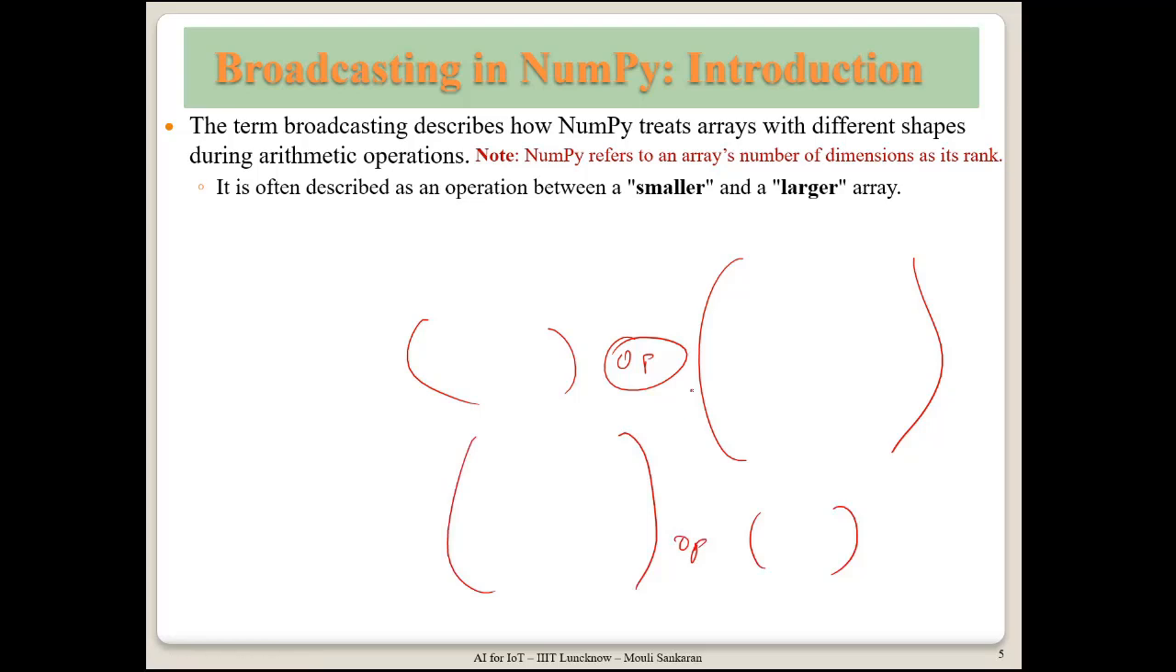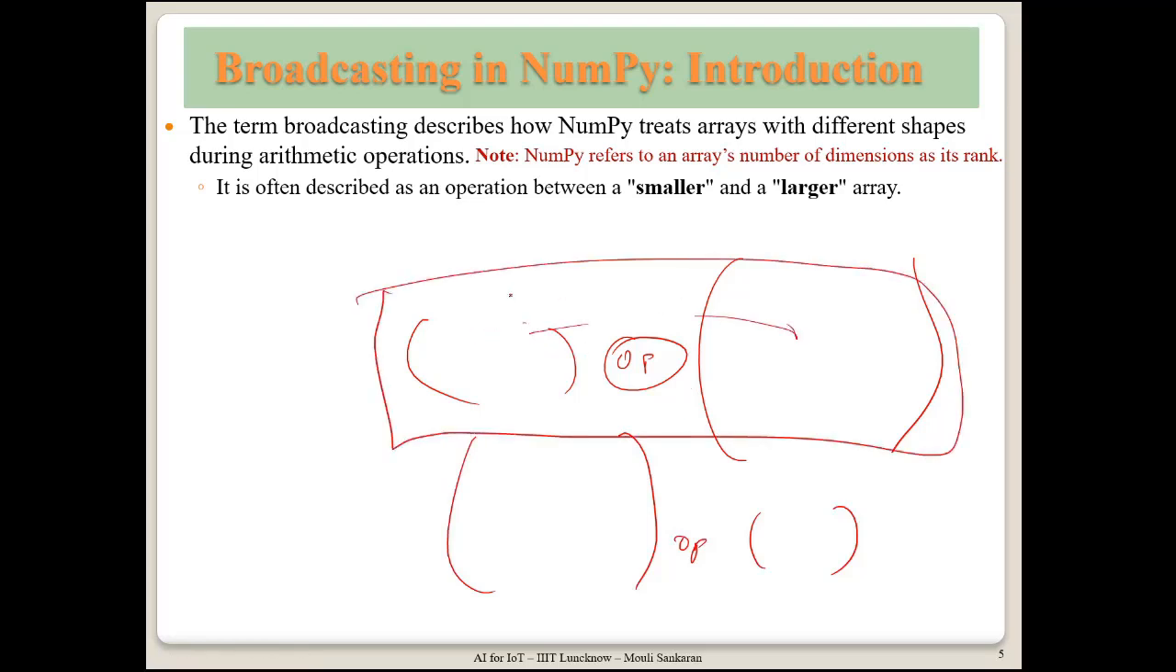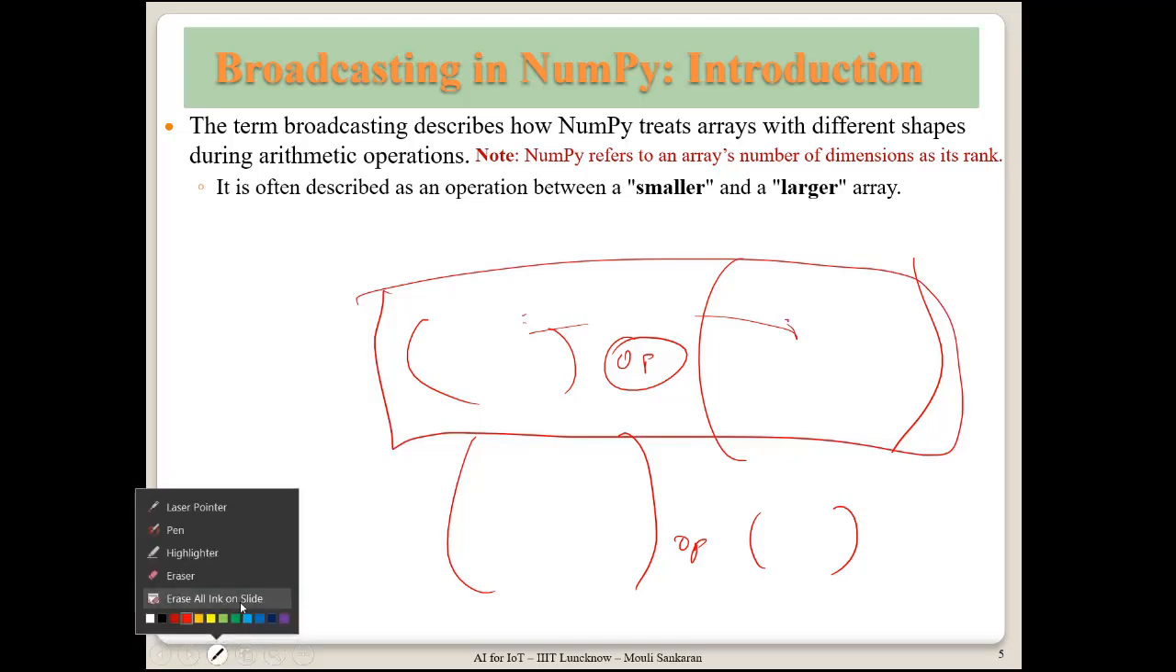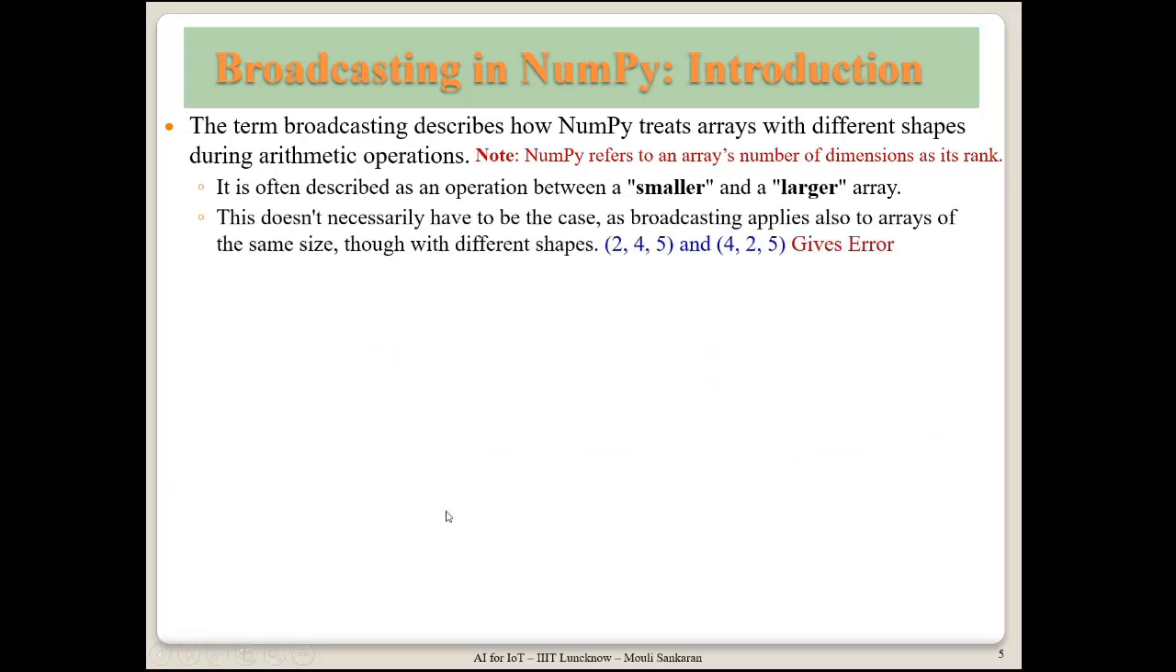Okay, doesn't matter. The order doesn't matter. The thing is, it is trying to perform operation between two different shapes. The shapes are different, but size may be same. Okay, we just saw that. So this doesn't necessarily have to be the case. The smaller and larger need not be the case.